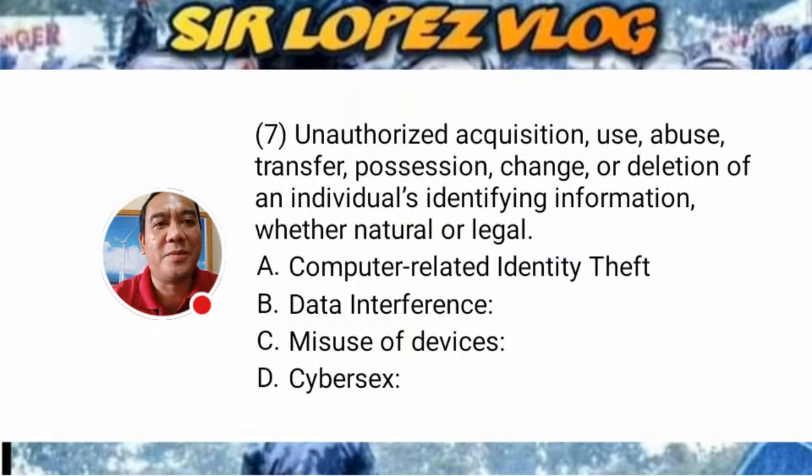I repeat, number 7, unauthorized acquisition, use, abuse, transfer, possession, change, or deletion of an individual's identifying information, whether natural or legal. A, computer-related identity theft. Letter B, data interference. Letter C, misuse of devices. Or letter D, cybersex.